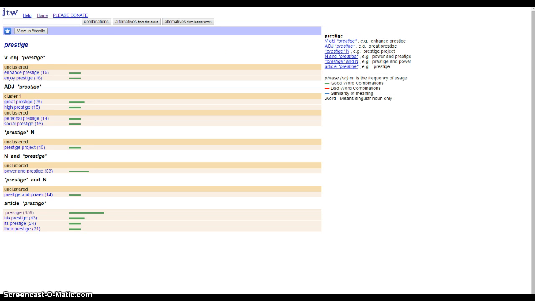Let's look at some common collocations. So according to justtheword.com, a lot of times you'll hear enhance prestige, enjoy prestige. Okay, so here we have a couple of verbs that go with prestige. You will also often see adjectives with the word prestige. So for example, great prestige, high prestige, personal prestige, social prestige.